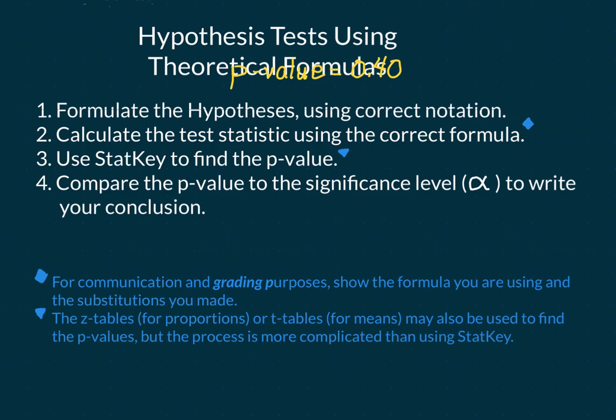Now, for communication and especially for grading purposes in our class, please show the formula you are using and the substitutions you made. We then use StatKey to find the p-value, although you can use z-tables or t-tables to find the p-values, but it's more complicated than the way we're doing it. I will include a link at the end of the video to a video that I did for a previous iteration of my stats class, so you can see how that works. And the fourth step is to compare the p-value to the significance level to both form and then write your conclusion, be it informal or formal.